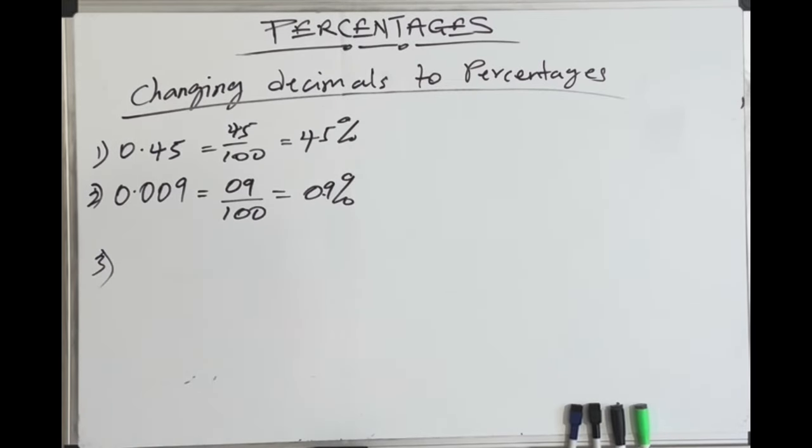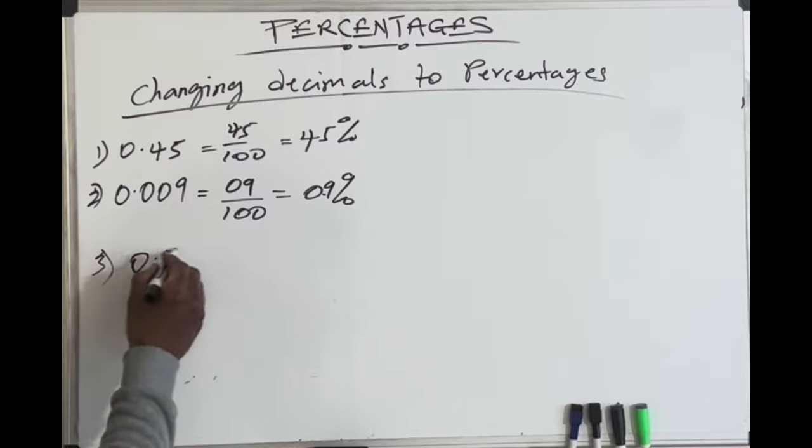Let's see if we have another example, a last example for that. So we have 0.33. Yeah, the same process.